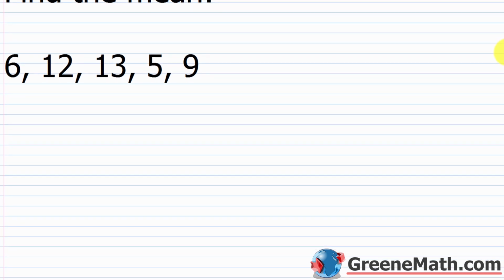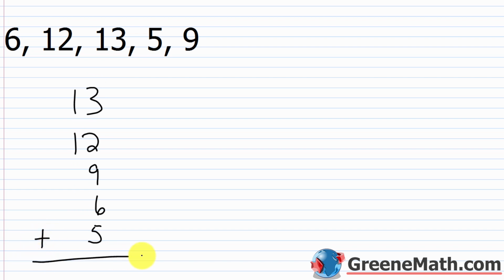So we have our numbers here. We have 6, 12, 13, 5, and 9. All I need to do is find the sum to start. Let's do this using a vertical addition. I'm going to put the two-digit numbers on top. So I'm going to put 13, then 12, then 9, then 6, then 5. Again, you can add in any order. I just did this because it's a way for me to organize it in my head. Put my addition operator out there, and let's start adding.